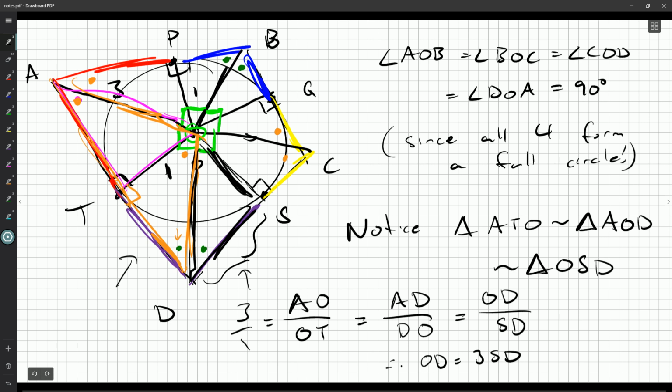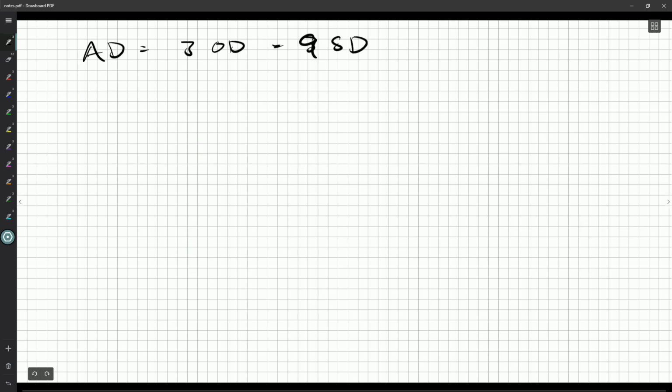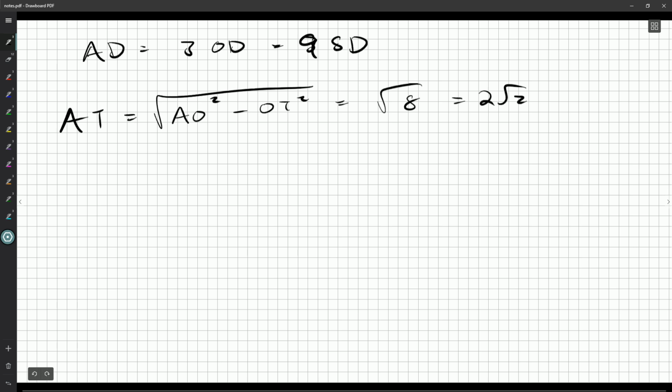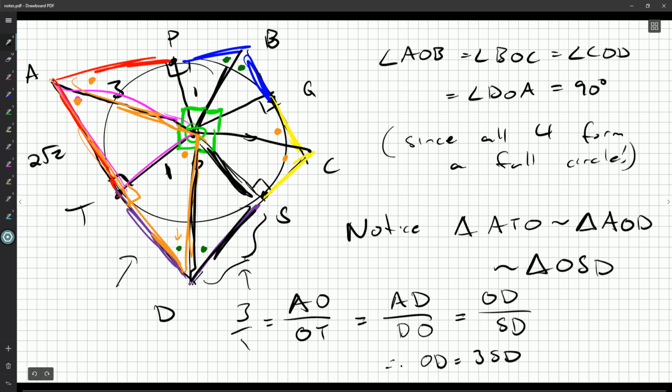So if I get 3, 1, I'm going to get a 2 root 2 here because it's 8. So what do we have? AT. That's AO squared minus OT squared, square root of 8, 2 root 2. Okay, but then, using the same relationship, AT is to AO as AO is to AD.